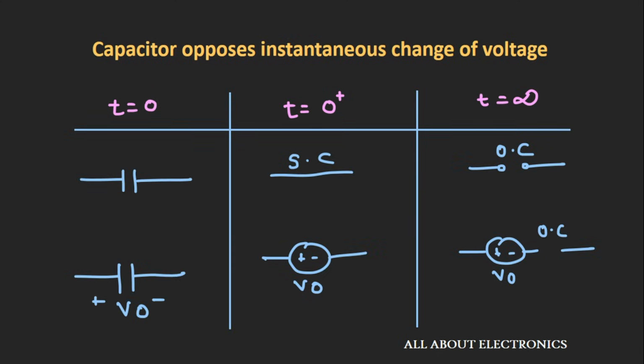Similarly, we had seen that the capacitor opposes the instantaneous change of voltage. That means at time t = 0, if there is no charge across the capacitor and suddenly some voltage is applied across this capacitor, then this capacitor opposes the instantaneous change of voltage. That means at time t = 0+ the voltage across the capacitor will be 0, or we can say that the capacitor acts as a short circuit. While at time t = infinity, or in a steady state condition, as the capacitor gets charged up to its full value, it will act as an open circuit.